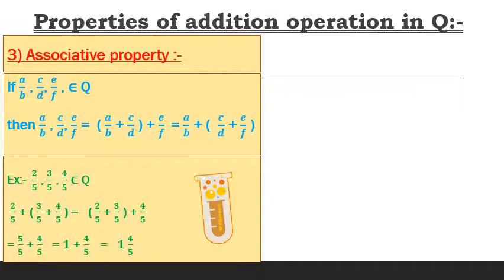For example, 2 over 5, 3 over 5 and 4 over 5 belong to Q, they are rational numbers. Then 2 over 5 plus 3 over 5, with grouping, plus 4 over 5 equals 2 over 5 plus 3 over 5 with grouping, plus 4 over 5, equals 5 over 5 plus 4 over 5, equals 1 and 4 over 5. Understand it?